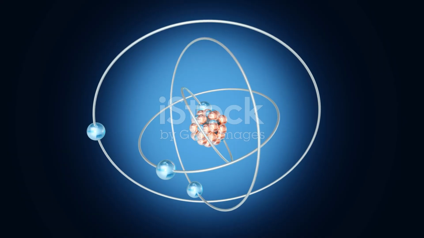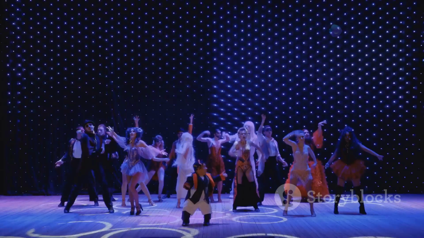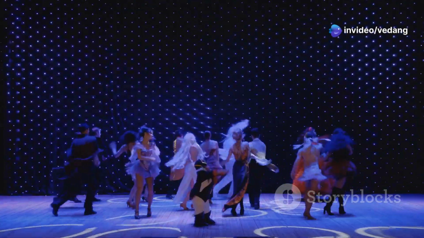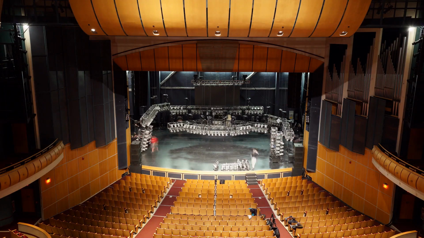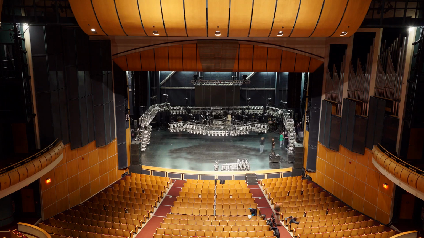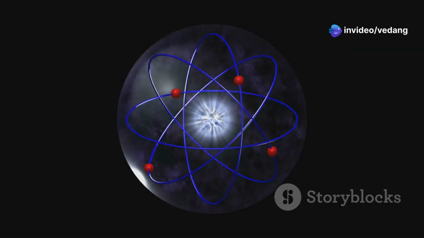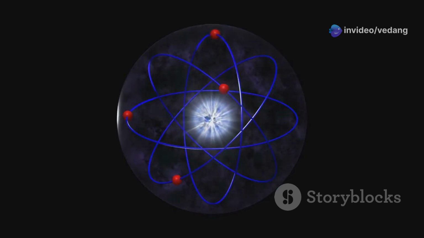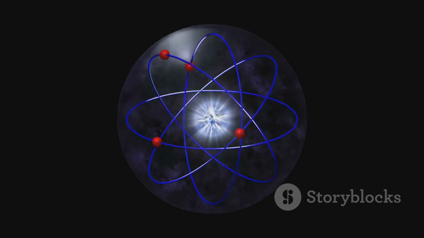Electrons, those tiny particles zipping around the atom's nucleus, aren't just randomly scattered. Think of it like this. Imagine the nucleus as a stage and the electrons as performers. Just like performers on a stage occupy different levels, some on the main floor, others on balconies, electrons occupy different energy levels within the atom. These energy levels, also called electron shells, are like concentric circles surrounding the nucleus, each representing a specific energy state.